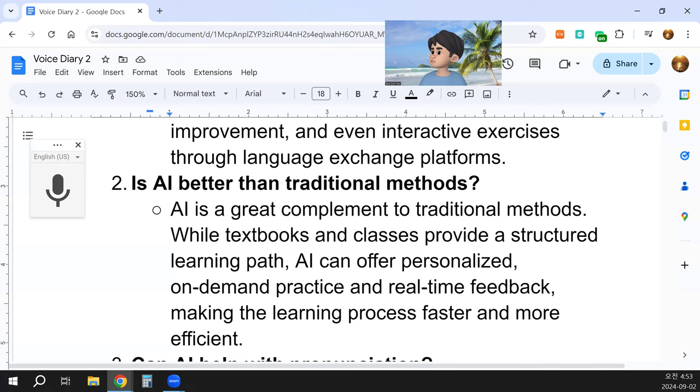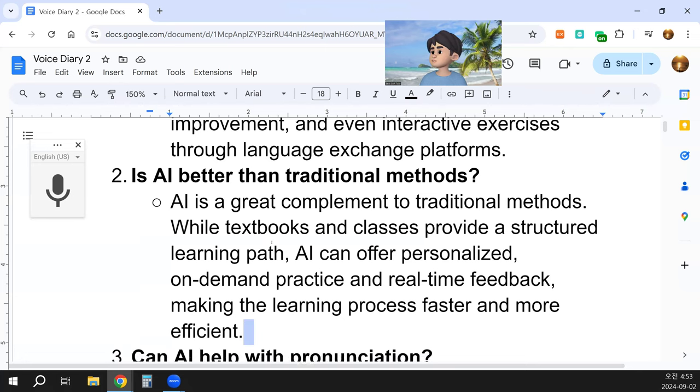Is AI better than traditional methods? AI is a great improvement to traditional methods. While textbooks and courses provide a structured learning path, AI can offer personalized, on-demand practice and real-time feedback, making the learning process faster and more efficient.